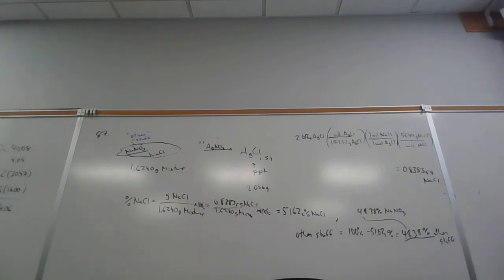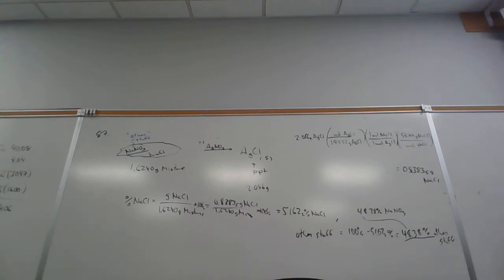A researcher dissolved 1.382 grams of impure copper. Impure copper consists of pure copper and other stuff. Do they tell us what the other stuff is? Here, they don't tell us what the other stuff is, and so we just have to call it other stuff. But what we need to know is that the other stuff doesn't react.